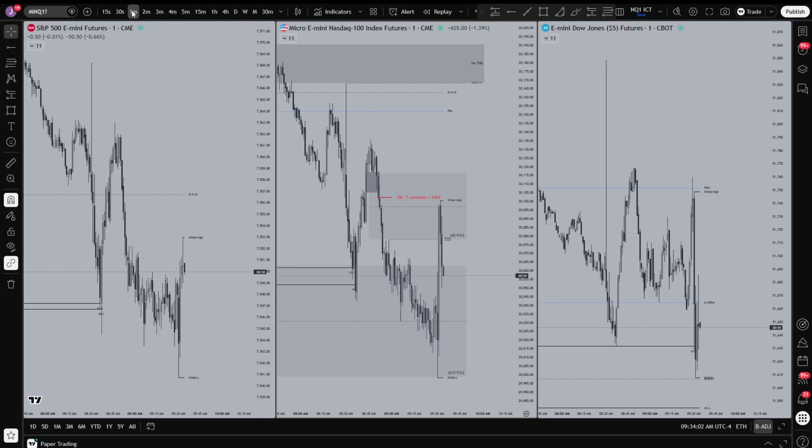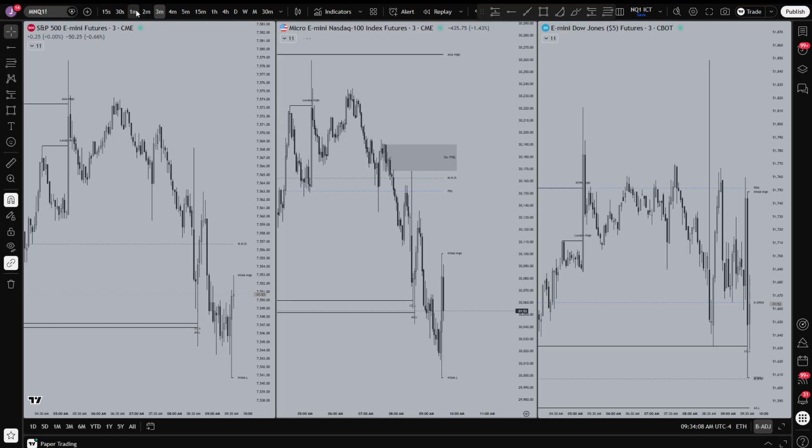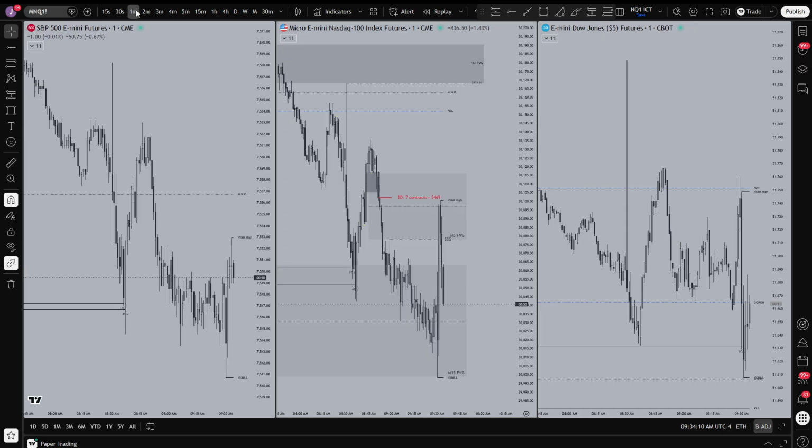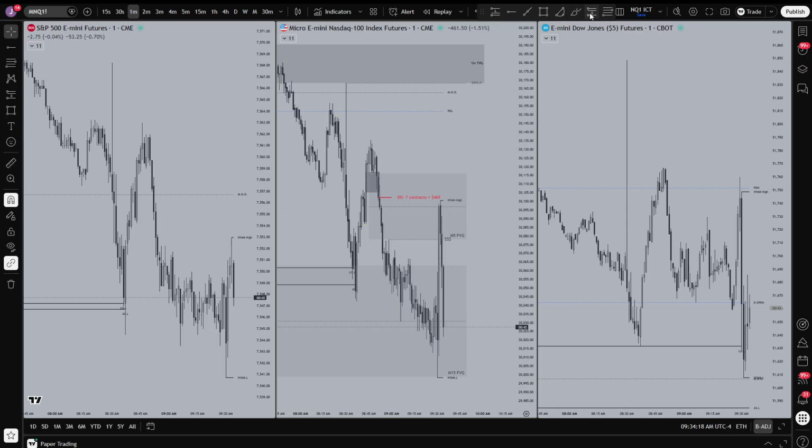Alright, so we didn't even get it. That's good. So yeah, we just tapped this 2 minute here. I'm not gonna lie, I did jab. I took the entry at 53. I'm gonna go break even at low of day right here. Let's see if I can hold for 920.